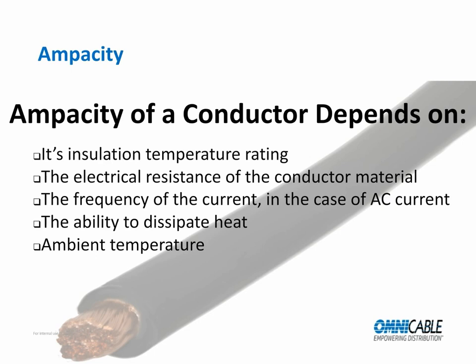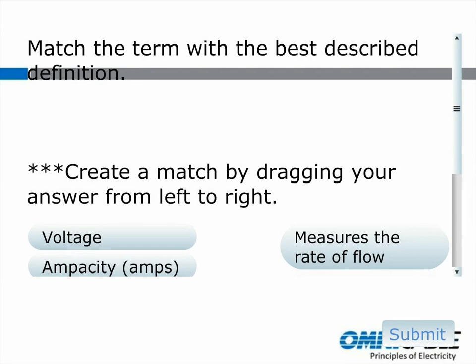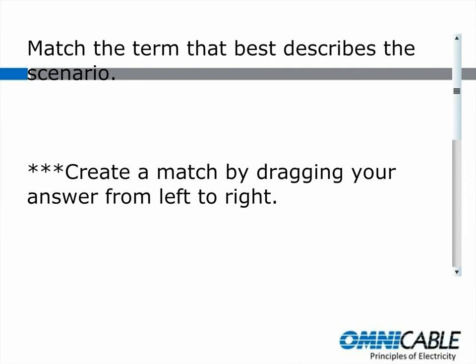Next is a short quiz to see how much you learned about the principles of electricity. True or false? In the context of wire and cable, electricity is the flow of current along a conductor. Match the term with the best described definition. Create a match by dragging your answer from left to right. Match the term that best describes the scenario. Create a match by dragging your answer from left to right.